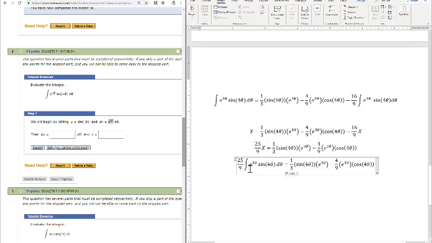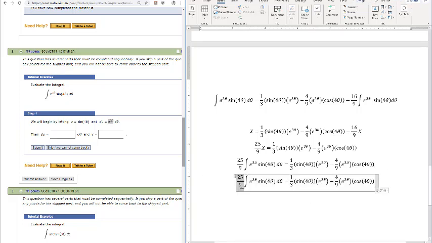And so now if we want to solve for this, we want to get this by itself, we'll just divide out by 25/9. So what are we going to get? We're going to get 9 over 25 times this whole thing. So let's put a big bracket around this and multiply this by 9 over 25.